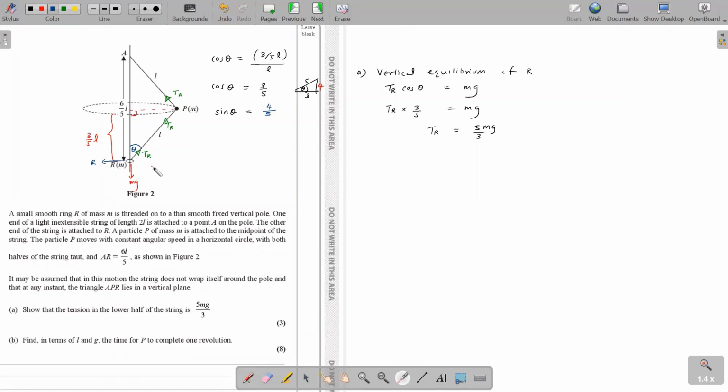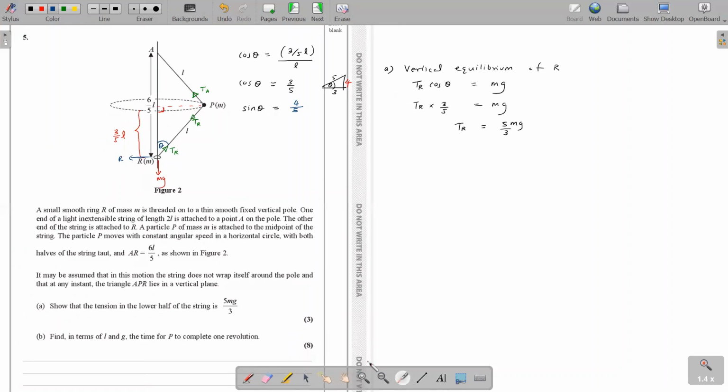All we need to do here is to find the tension in the lower part of the string. So just 3 marks. This is more than enough. This is all you need to do here. You just need to have a proper understanding of what's going on here. Then the next part, they say for 8 marks.